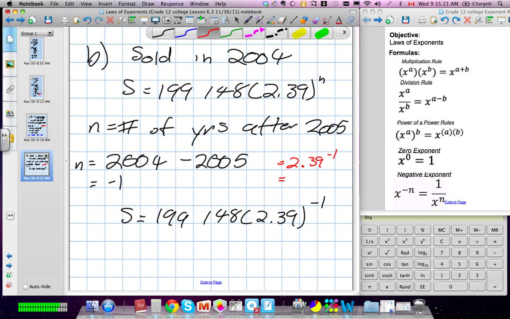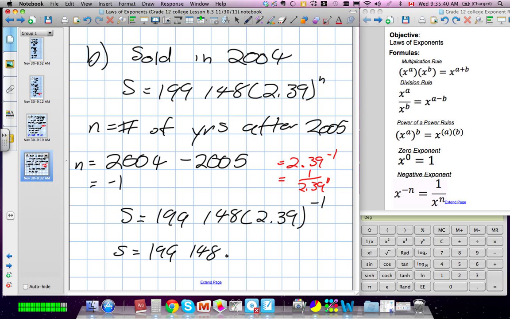Now, an exponent to the power of +1, is that going to change the number at all? No. It's going to stay the same. So we're going to get S is equal to 199,148. We're still multiplied by, but in this case it's 1 over 2.39 to the power of 1. Any number without an exponent is technically to the power of 1. So we don't need to include it. To the power of 1 is not going to change anything.